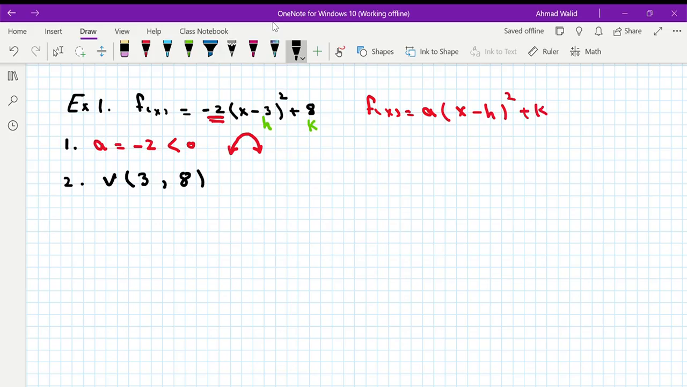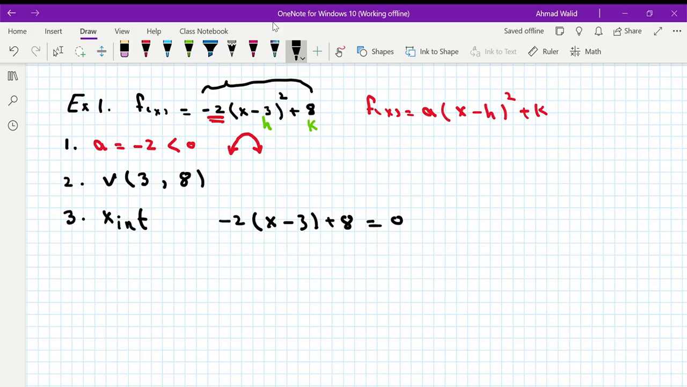Step 3, find the x-intercept. Here, do this. Write your function, only the right side of the function. Don't put f of x. Negative 2, parentheses, x minus 3, squared, plus 8 equal what? 0. Make it equal to 0. I told you, put f of x equal to 0. It means put your function equal to 0. And solve.